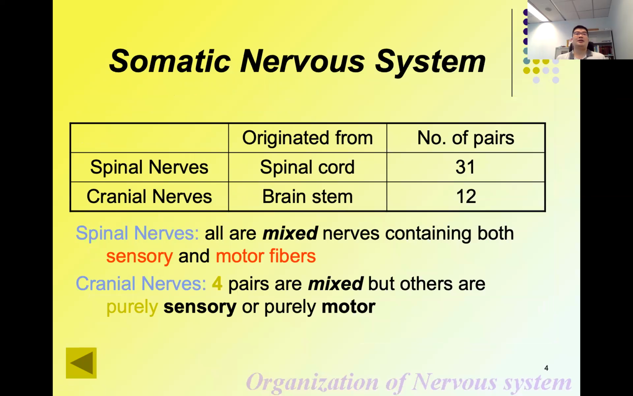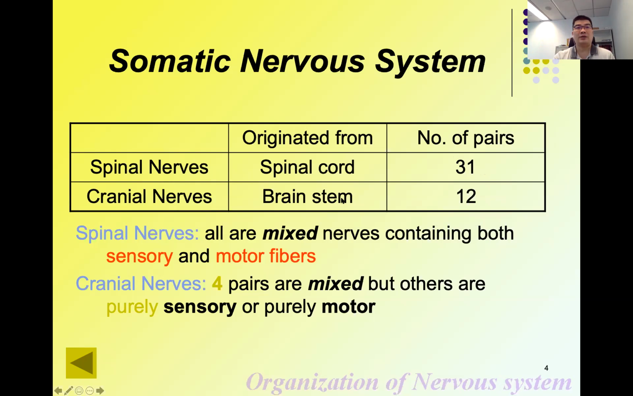So we can first talk about the somatic nervous system. That includes the spinal nerves and the cranial nerves. The spinal nerves come from the spinal cord. There are 31 pairs of them, all the way from the top to around the thoracic. We'll look at it in the figure later.